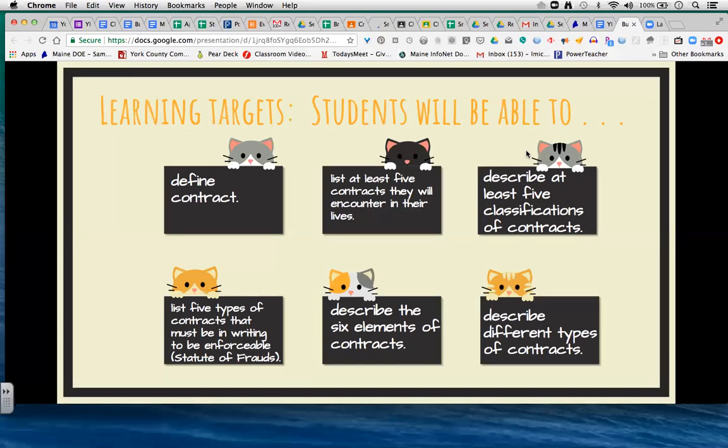Learning targets. Students will be able to define contract, list at least 5 contracts they will encounter in their lives, describe at least 5 classifications of contracts, list 5 types of contracts that must be in writing to be enforceable, which is referred to as the Statute of Frauds, describe the 6 elements of contracts, and describe different types of contracts.